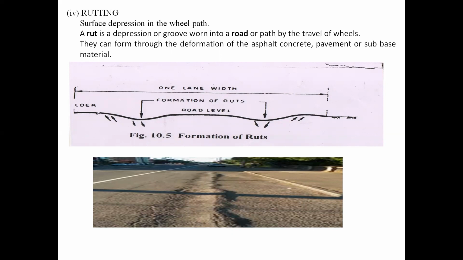Rutting is generally known as a surface depression in the wheel path. A rut is a depression or groove worn into a road or path by the travel of wheels. They can form through the deformation of the asphalt, concrete, pavement, or subbase material. Generally, rutting is caused by consolidation of one or more layers of pavement. The repeated application of loads along the same path causes cumulative deformation, resulting in rutting.